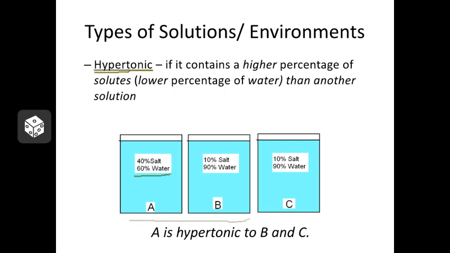In science, hyper means above. So for instance, if someone is breathing too fast, you might say they are hyperventilating. They're breathing too much. Concentrations that have more solute are considered hypertonic.